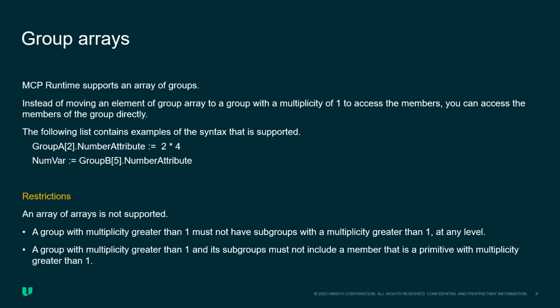The implementation of group arrays in MCP Runtime comes with restrictions. An array of arrays is not supported. This means that a group with multiplicity greater than 1 cannot have subgroups with multiplicity greater than 1 at any level. It also means that a group with multiplicity greater than 1 and its subgroups cannot have primitive members with multiplicity greater than 1.